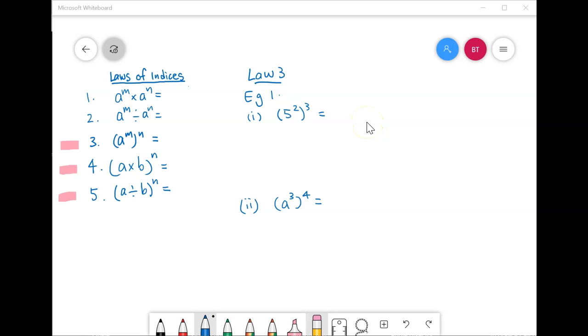Alright guys, so today's video is going to be about laws of indices. In the first video we looked at law 1 and 2. So today we're going to be looking at law 3, 4 and 5.